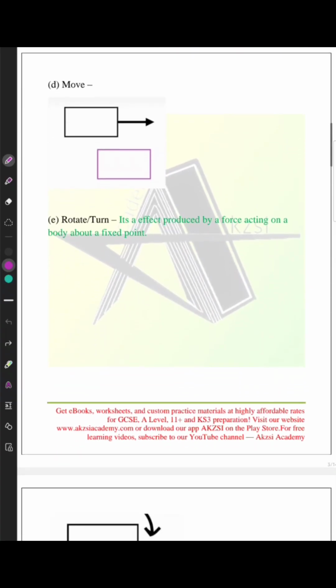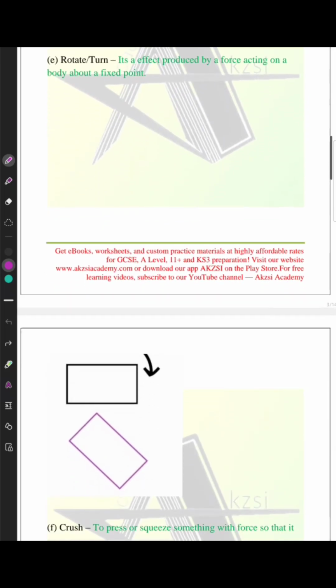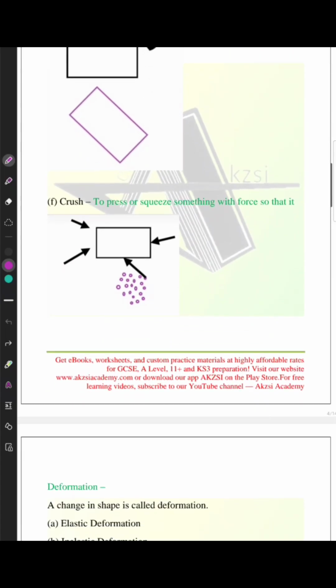The next is move, which we have already studied in forces and motion, which results in moving something, a kind of motion the object exhibits. So when you push or pull, you are moving an object. Then it's rotating or turning. If your object is fixed at one point and you apply the force at another point, then you'll be able to turn it, which is also known as moments, and that we will be studying after this topic. So you are actually rotating it.